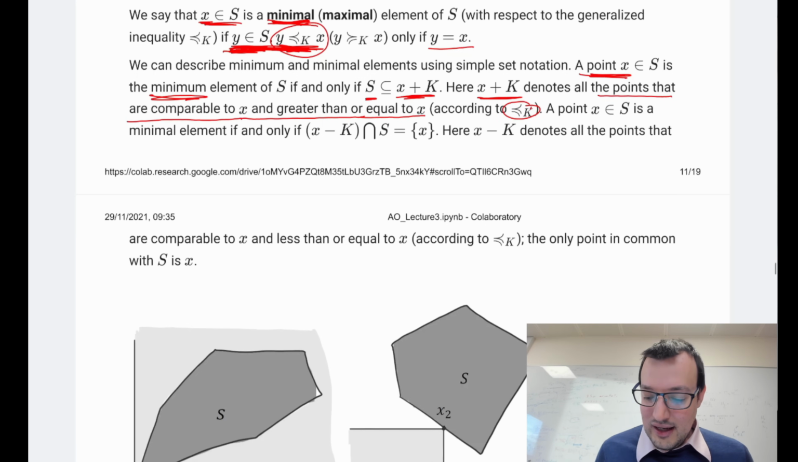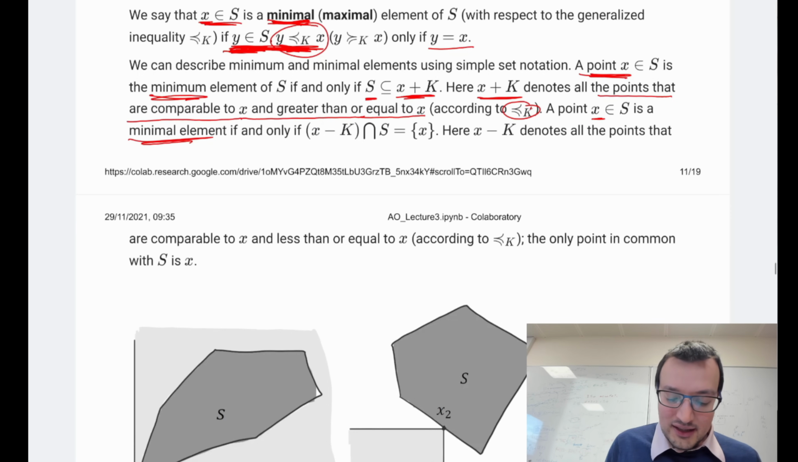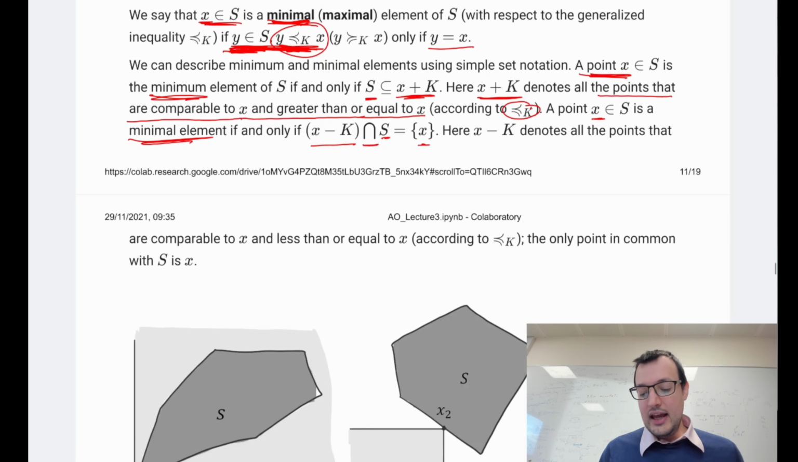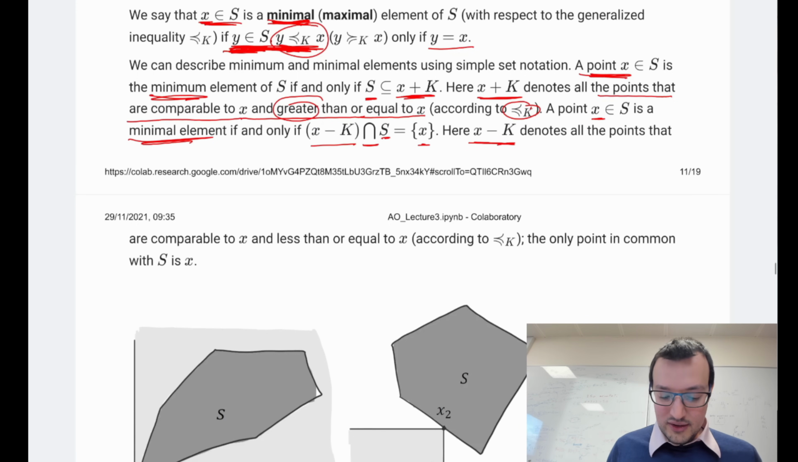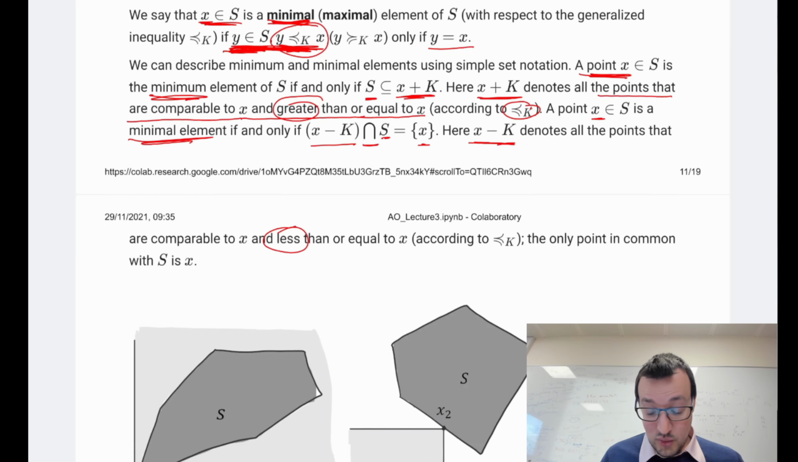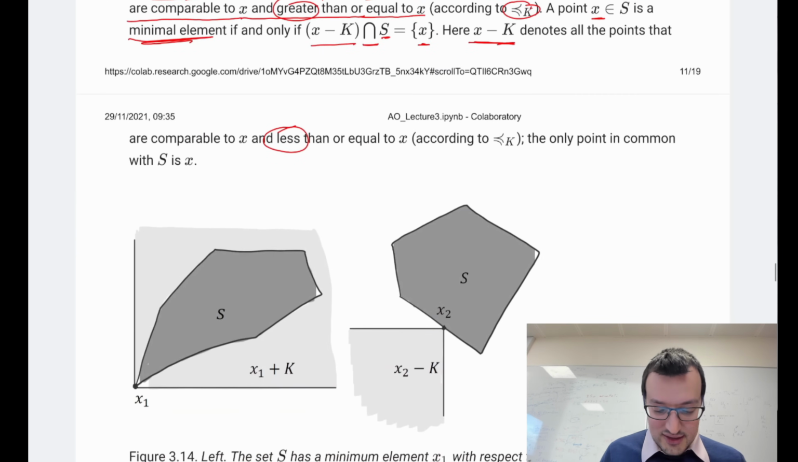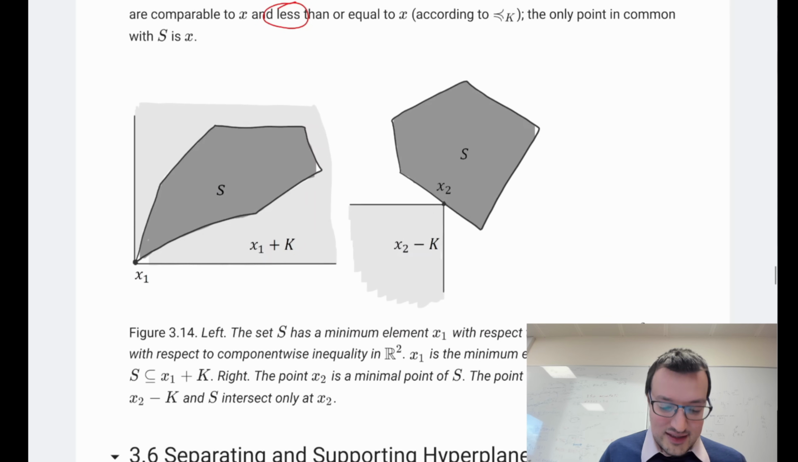While a point x is a minimal element if and only if the intersection of x minus K and S is the singleton x, where x minus K denotes all the points that are comparable to x and less than or equal to x. So before it was greater and now it's less. I'm sure that this is very confusing. Let's look at a picture because this will clarify things very easily.